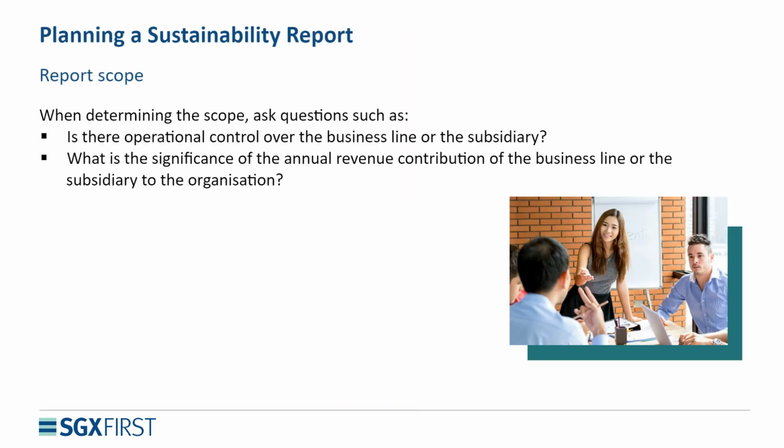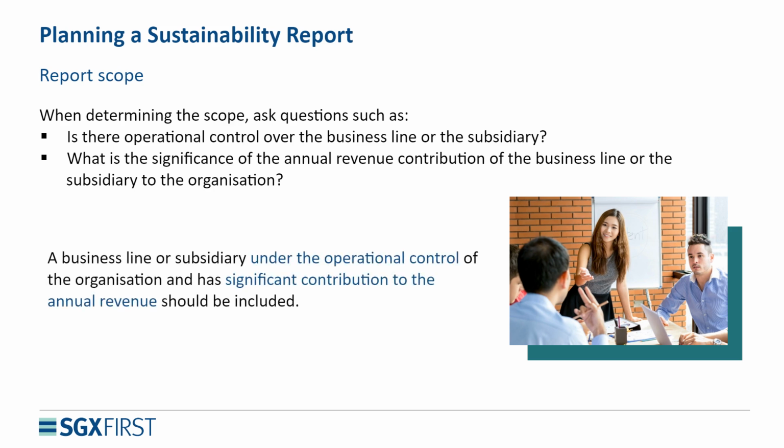When determining the scope of a sustainability report, asking questions such as, is there operational control over the business line or the subsidiary, and what is the significance of the annual revenue contribution of the business line or the subsidiary to the organization, will help to determine if a business line or subsidiary should be included in the scope of the report. A business line or subsidiary that is under the operational control of the organization and has significant contribution to the annual revenue should be included in the scope of the report.